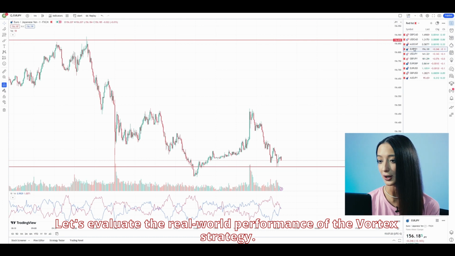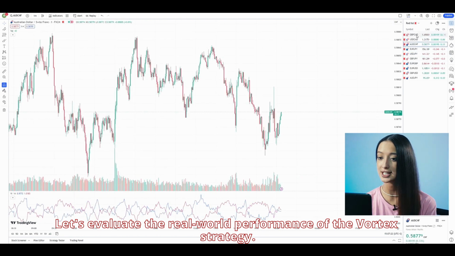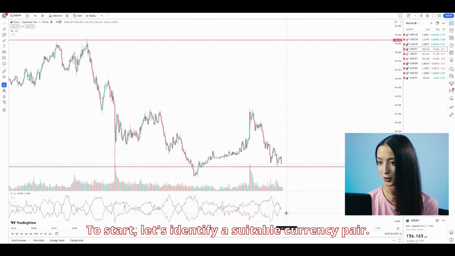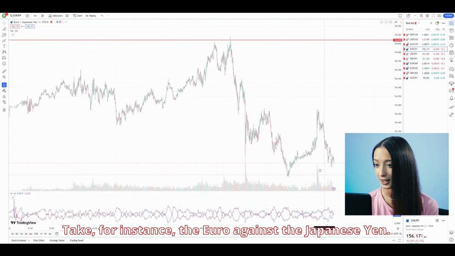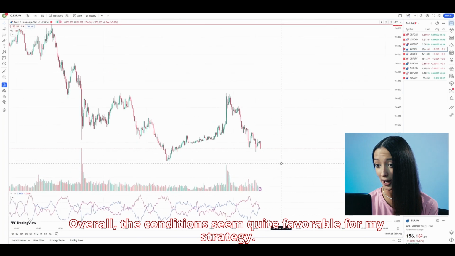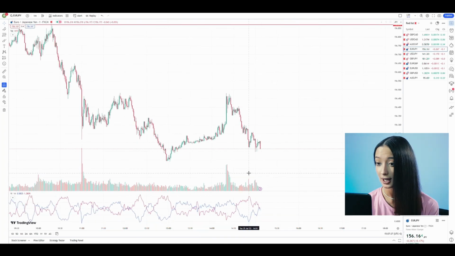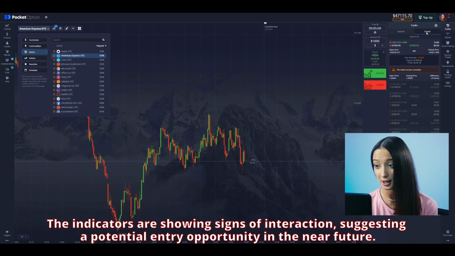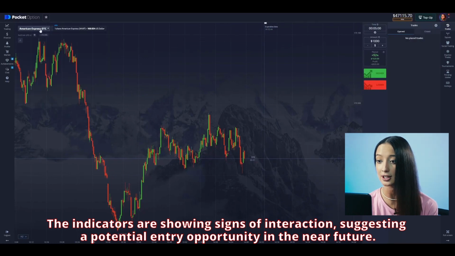So let's examine the real-world performance of the Vortex strategy. To start, let's identify a suitable currency pair. Take, for instance, the US dollar against the Japanese yen. Overall, the conditions seem quite favorable for my strategy. The indicators are showing signs of interaction, suggesting a potential entry opportunity in the near future.